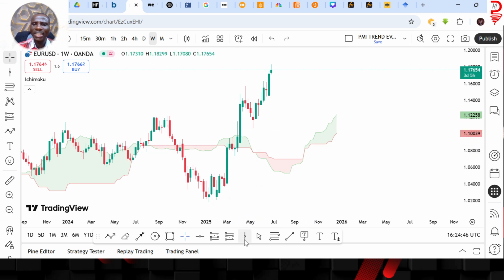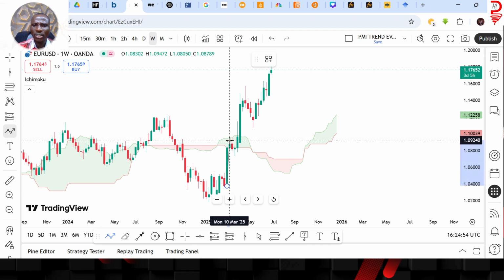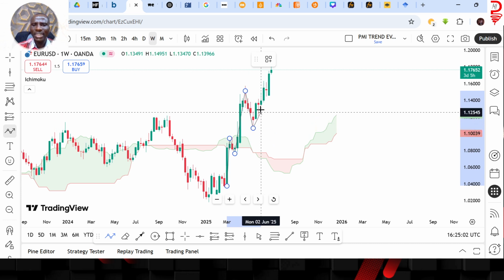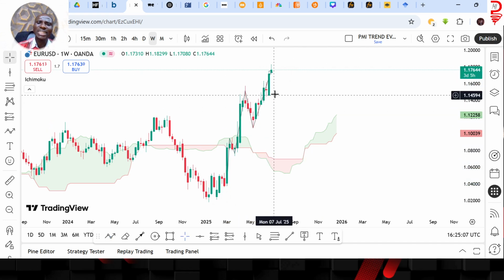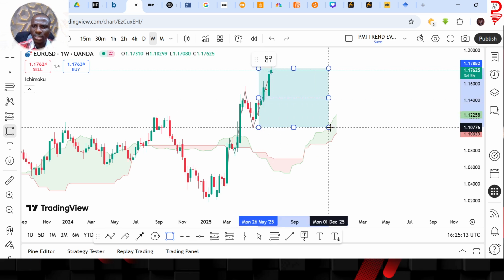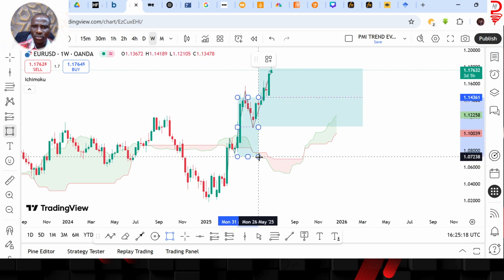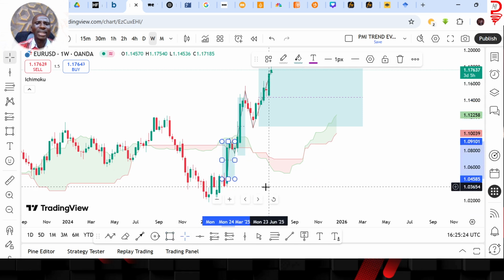Remember, I told you that we trade in waves. If we are to chart this, you will notice that this is an impulse wave, this is a corrective wave, this is an impulse wave, and this is another corrective wave. This is another impulse wave. I told you that we trade in waves, so we only take trades around these zones, these waves. Are you getting it now?